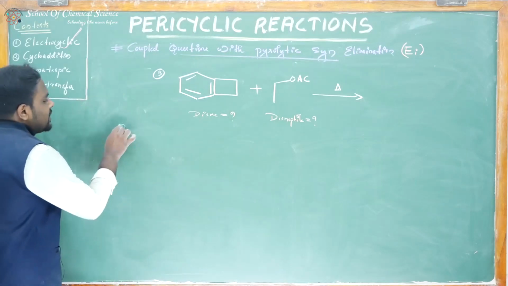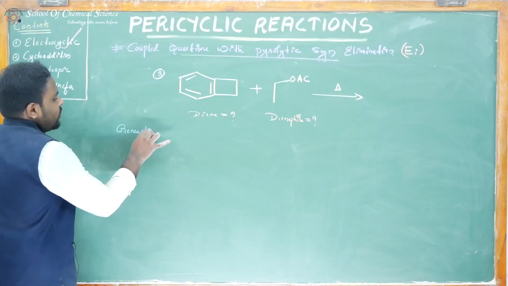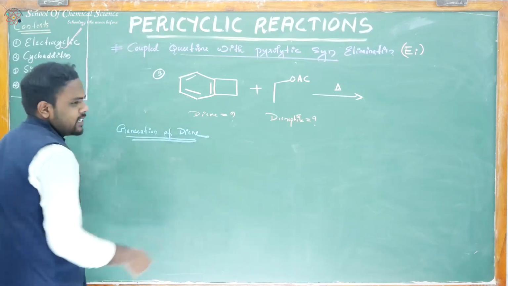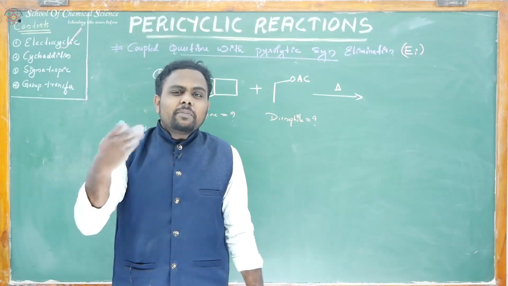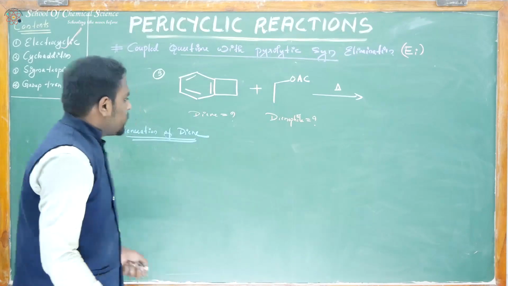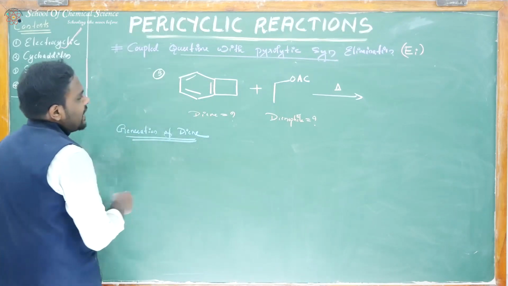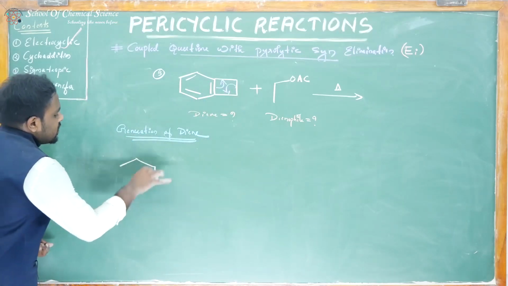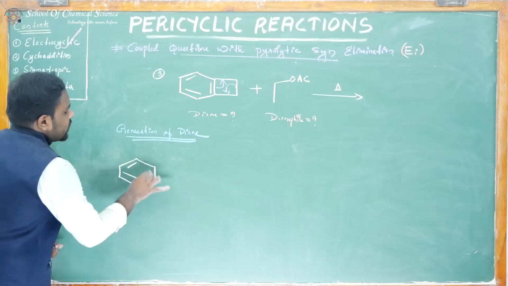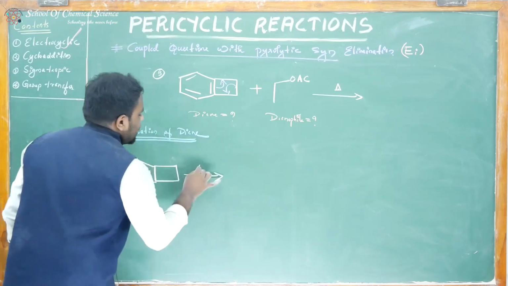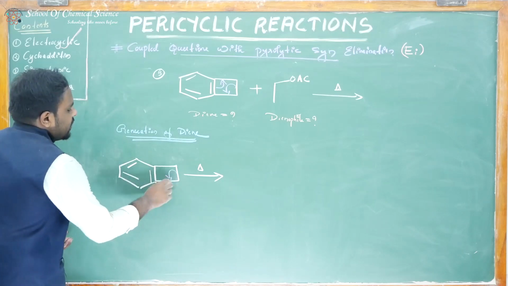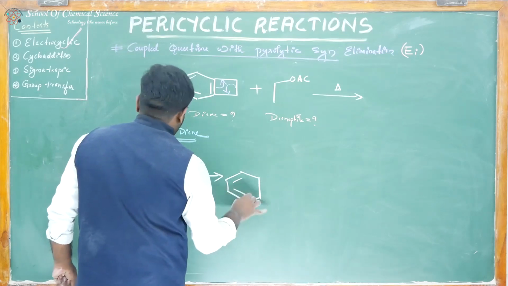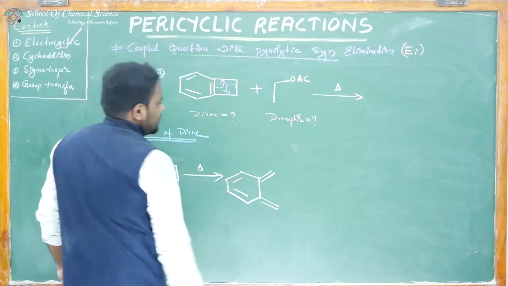So first, generation of diene. My question: how do you identify this is a 4+2 Diels-Alder reaction? Only by practice. Practicing many questions, then only you get an idea. So first step, generation of diene. Here a diene is generated. This is the reactant, a strained ring system. Under thermal condition, electrocyclic ring opening reaction forms the diene. So a diene is generated.